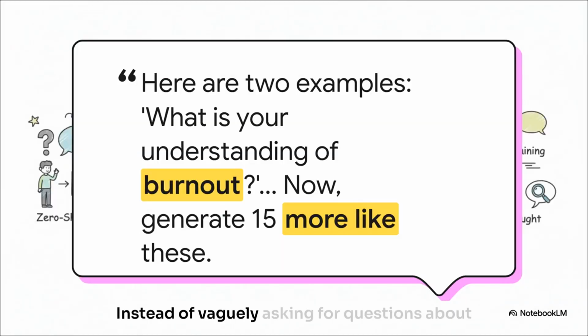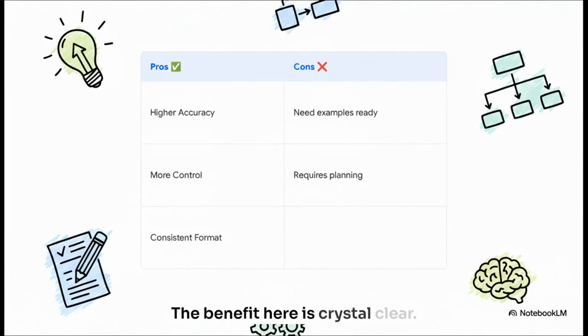Just look at this approach. Instead of vaguely asking for questions about burnout, you give it a couple of samples right there in the prompt. By doing that, you're teaching the AI the exact style, the tone, the focus you want, and the result, a much, much more useful list. The benefit here is crystal clear. You get a massive amount of control over the format and much higher accuracy because the AI is learning from your examples. The only little catch? You do need to have those good examples ready to go.